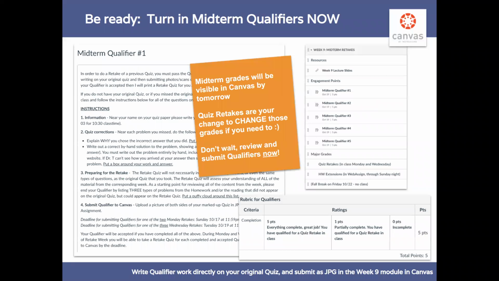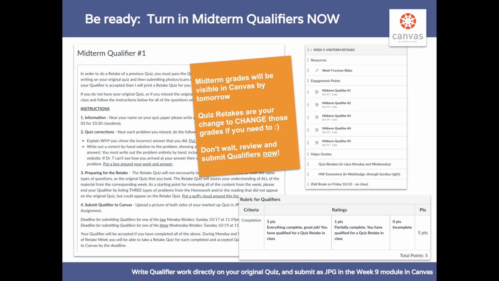All right, so I want to talk to you briefly about the qualifiers. A lot more of you handed in qualifiers. Thank you. I am going to try to do your midterm grades today. They aren't due until Tuesday, but I'm going to try to do them today so that you can see what your grade is now, so that you have a really clear sense of whether midterm retake week is super, super important for you or not. Because whatever that midterm grade is, it's changeable during midterm retake week. It's a lot less changeable after that, because we're done with the retake.